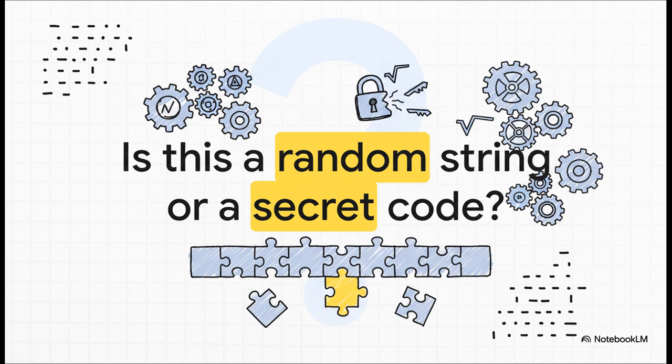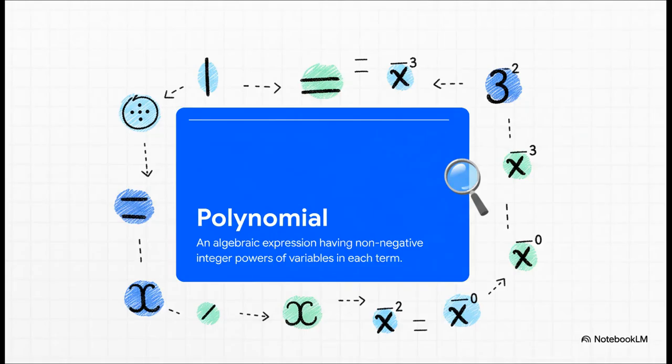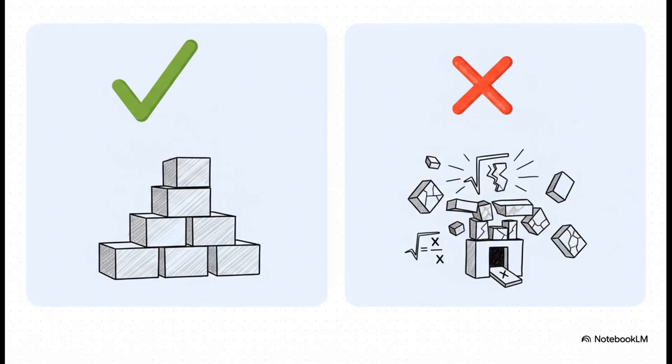So where do we even begin? Well, you always start with the basics. So first things first, let's get the rules of the game straight. What in the world is a polynomial anyway? Here's the most important rule of all. A polynomial is basically just a string of math terms, where the powers on your variable, the x, have to be nice, friendly, whole numbers, like 0, 1, 2, 3, and so on. No fractions, no negative numbers allowed as powers. That's the key. And this right here makes it crystal clear.